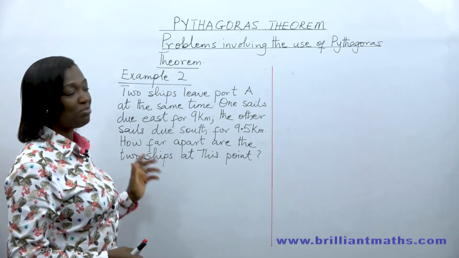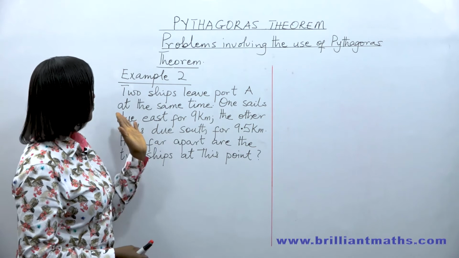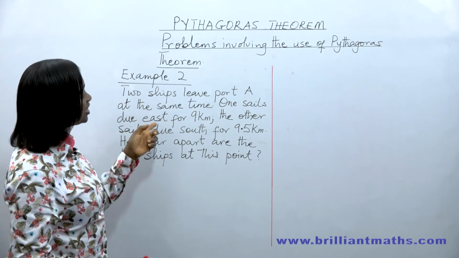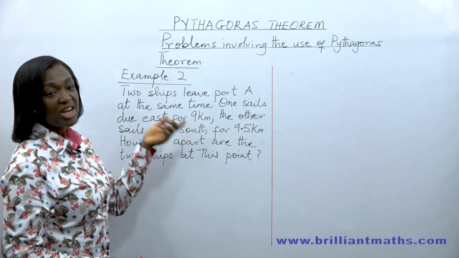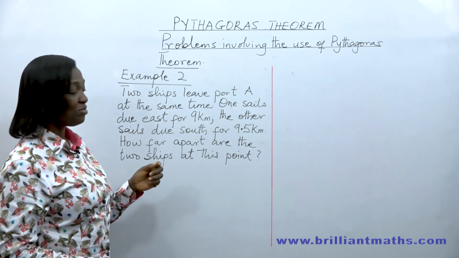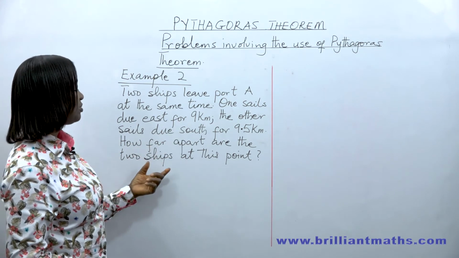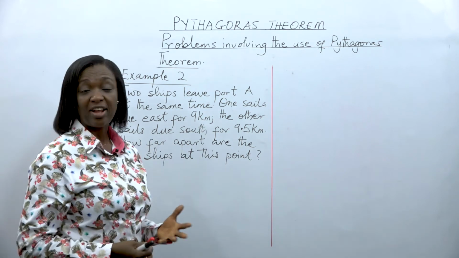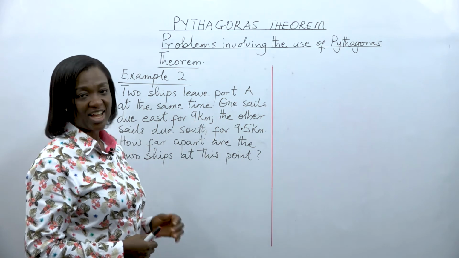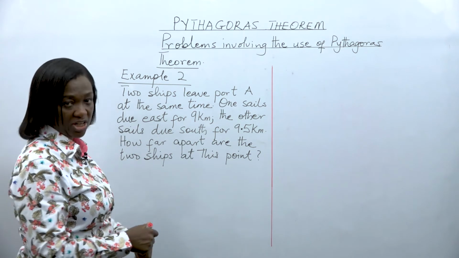Let's look at this example. Two ships leave port A at the same time. One sails due east for 9 kilometers. The other sails due south for 9.5 kilometers. How far apart are the two ships at this point? I'd like us to read the question again so that we will understand. Two ships leave port A. Then let's try to sketch it out.